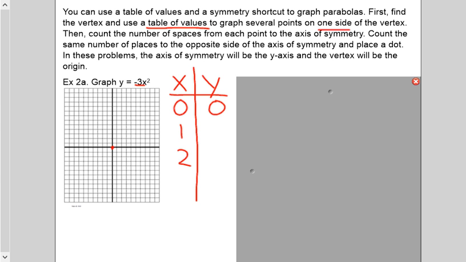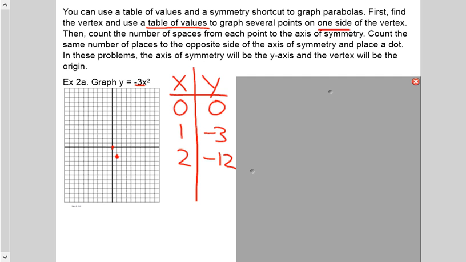Next, I plug in the 1. 1 squared is 1. 1 times -3 is -3. So I have the ordered pair 1, -3. So I go to where x is 1, go down to where y is -3, and I put a dot for that ordered pair. I do it one more time with the number 2. 2 squared is 4. 4 times -3 is -12. Wow, that was a really big jump. That's what happens when you have quadratics. Your values make really big jumps.